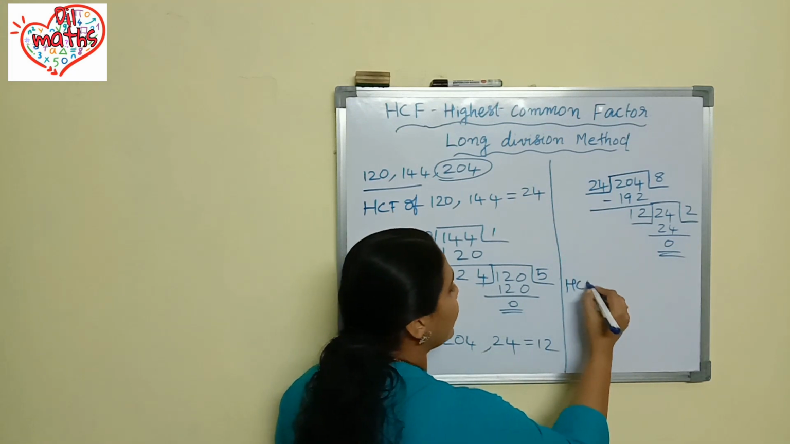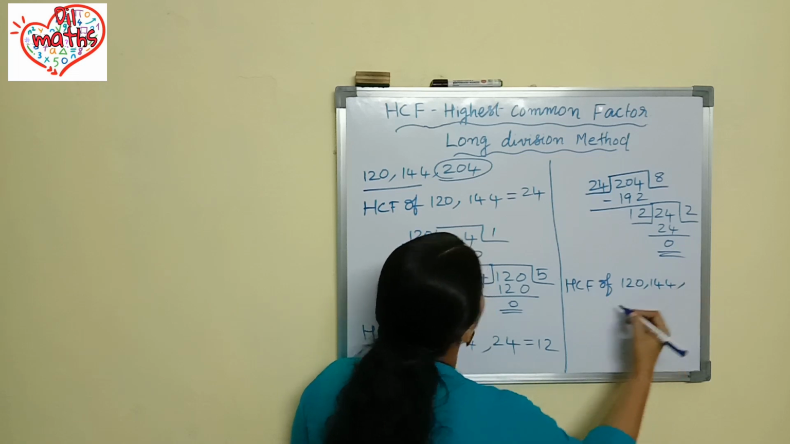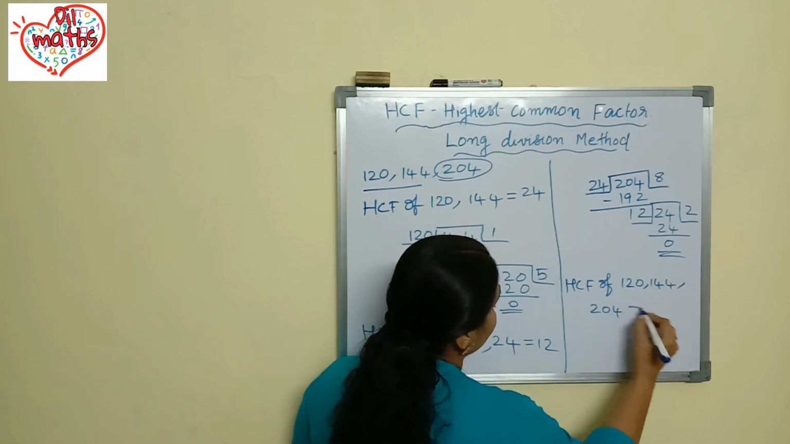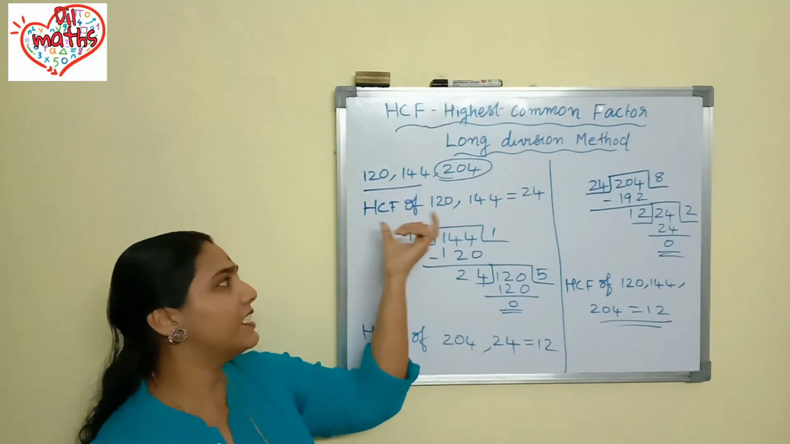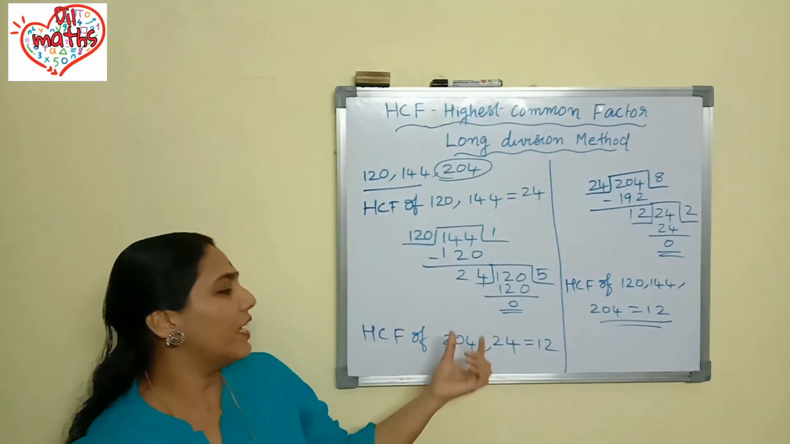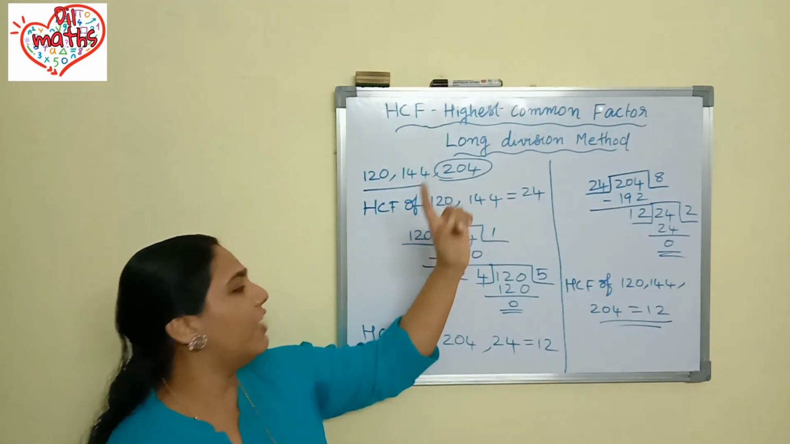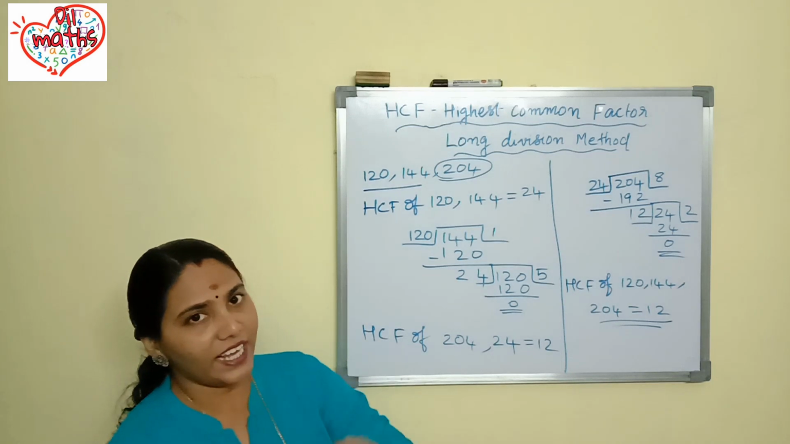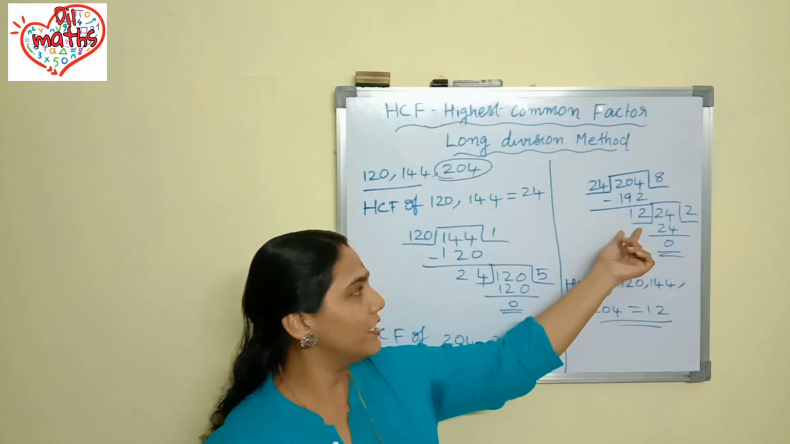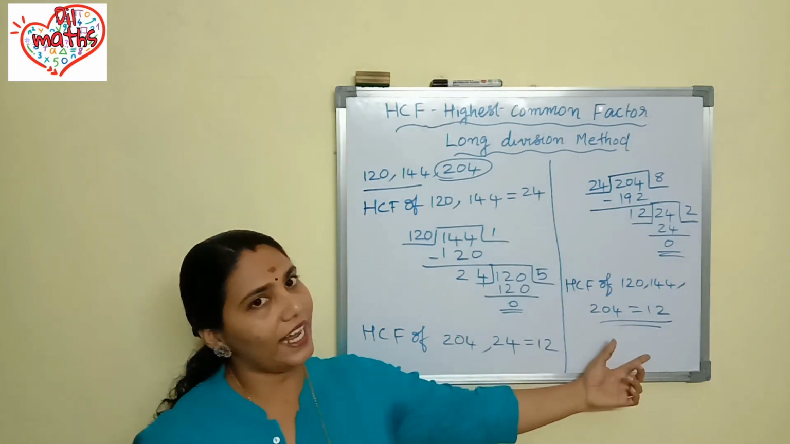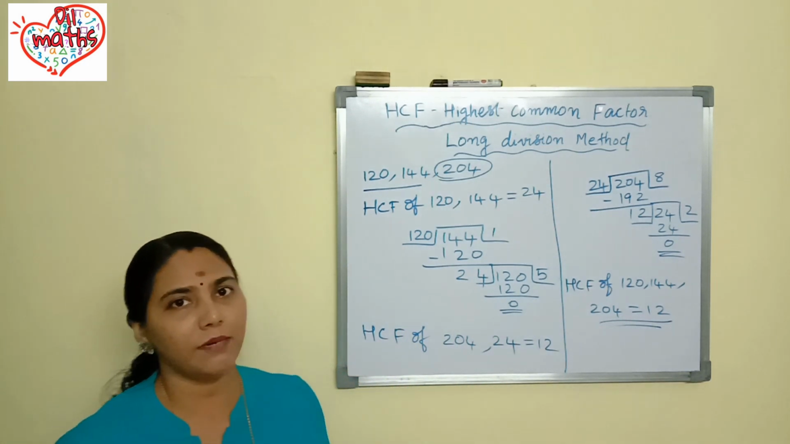So we got the HCF of 120, 144, 204 is equal to 12. First, we should find the HCF of the first two numbers, and we got the HCF as 24. Then we took the number we left and the HCF, and again found the HCF of those, and we got 12. So that is the answer. Like that you can find the HCF of three numbers.